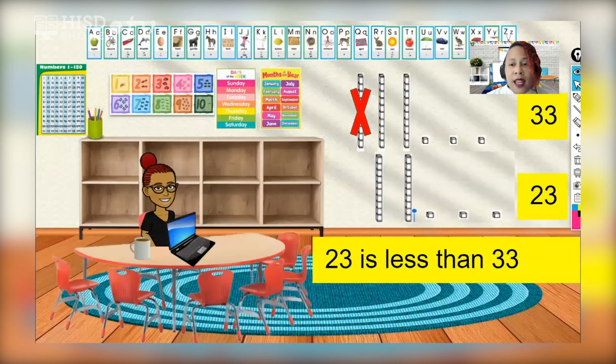Give your brains a kiss, first graders. Great work.